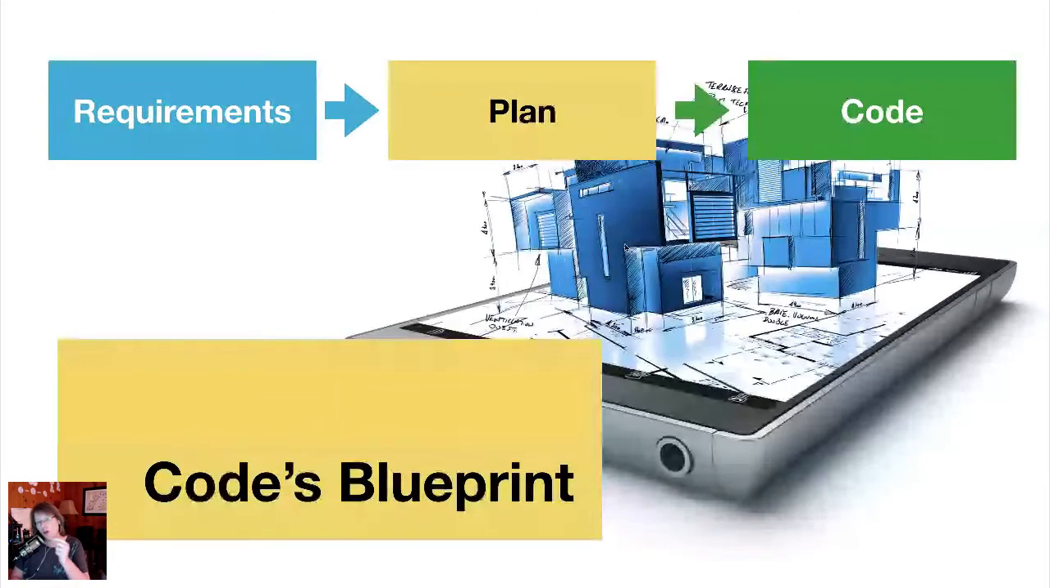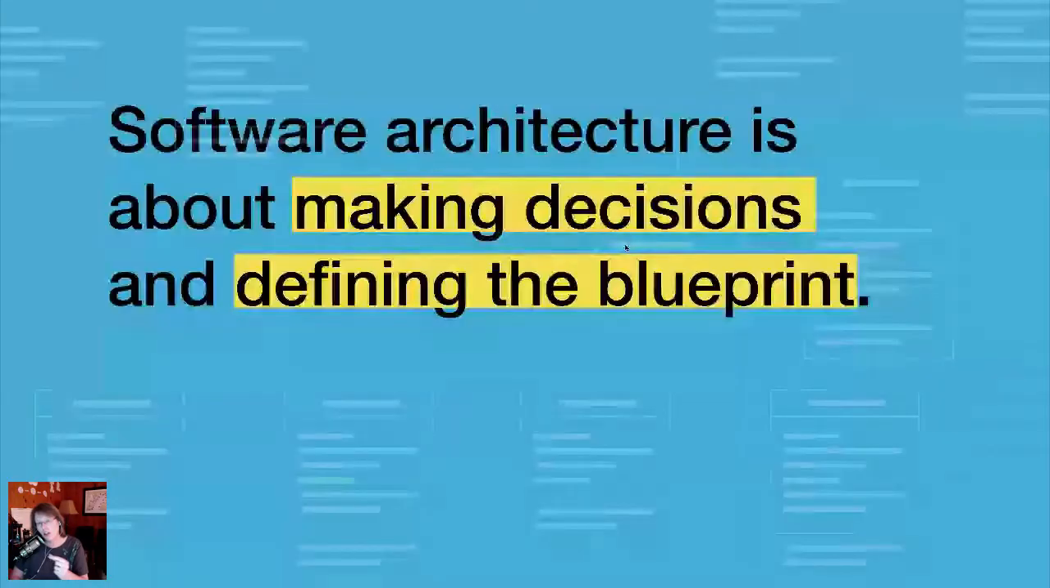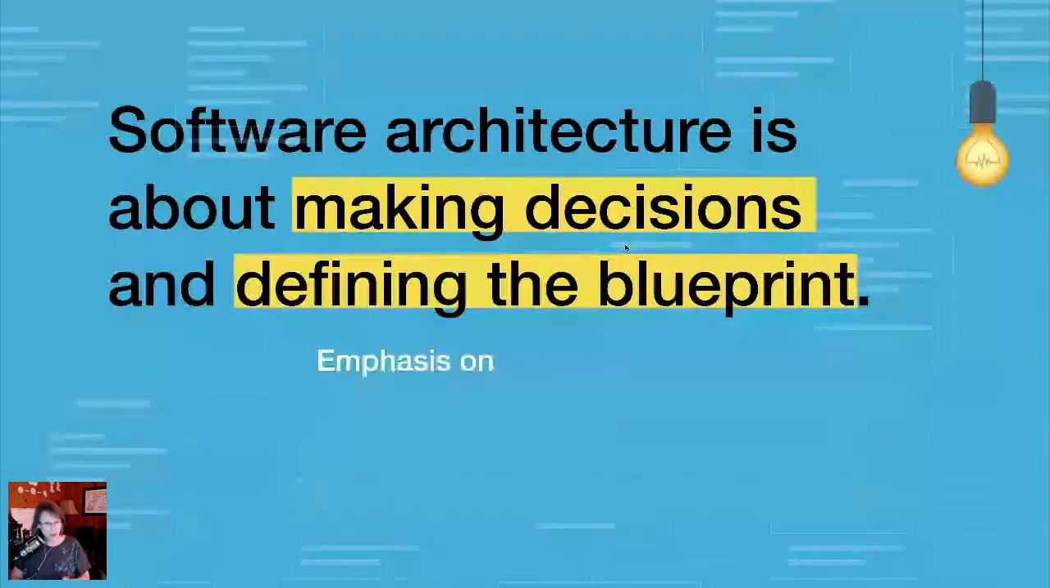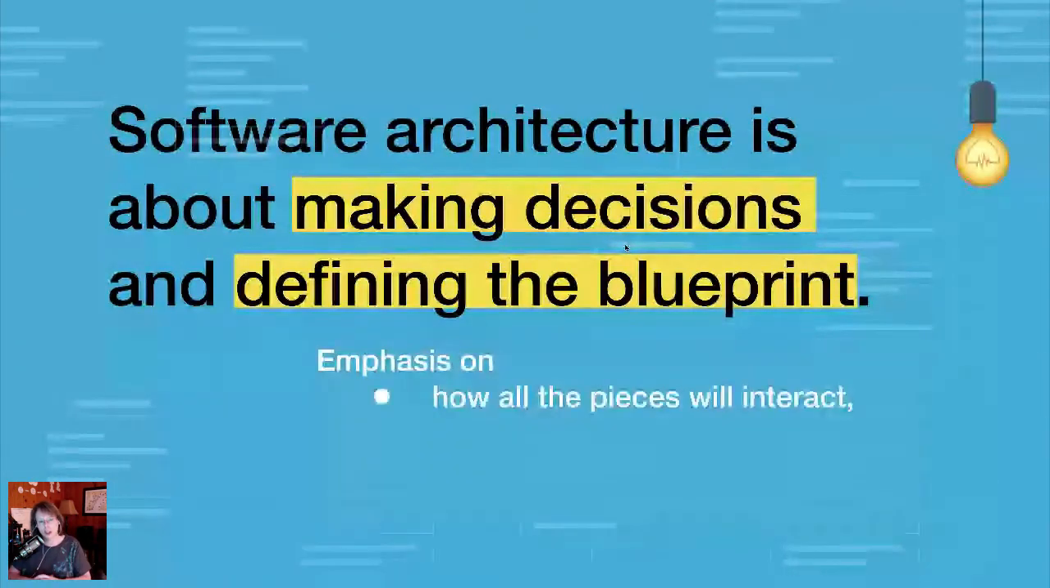So software architecture is all about making decisions, and those decisions are going to heavily impact the code over its entire life cycle. So we'll be defining that blueprint of how we're going to build, what we're going to build, how it's going to work together. So there's going to be this emphasis on how all the pieces are going to interact.